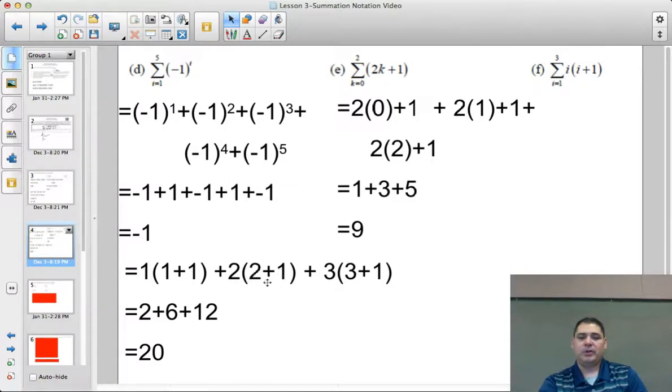2 plus 1 is 3. 3 times 2 is 6. And then you're going to put a 3 in wherever you see an i. 3 plus 1 is 4. 4 times 3 is 12. Add those together, and you get 20.